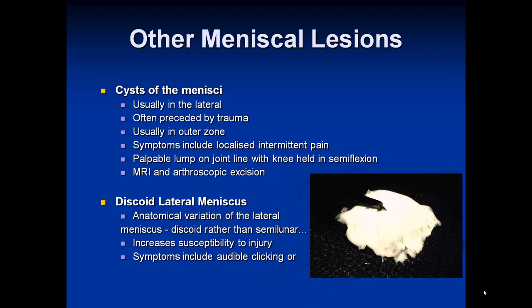The discoid lateral meniscus is an anatomical variation, and instead of the meniscus being semilunar in shape, it becomes rather more discoid, and this increases its susceptibility to injury. There may be symptoms of locking or snapping of the knee.